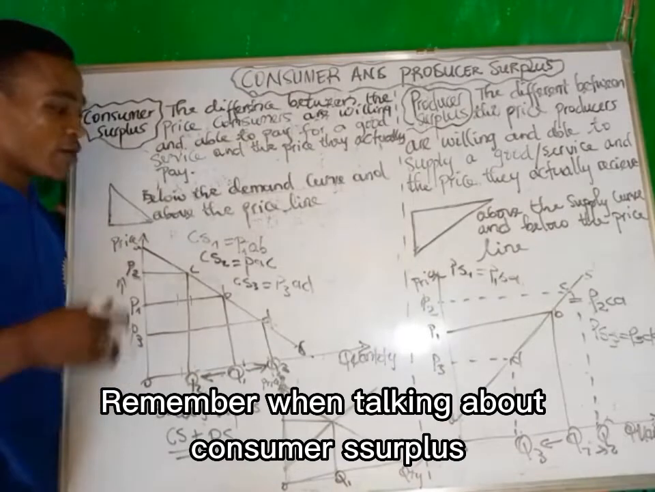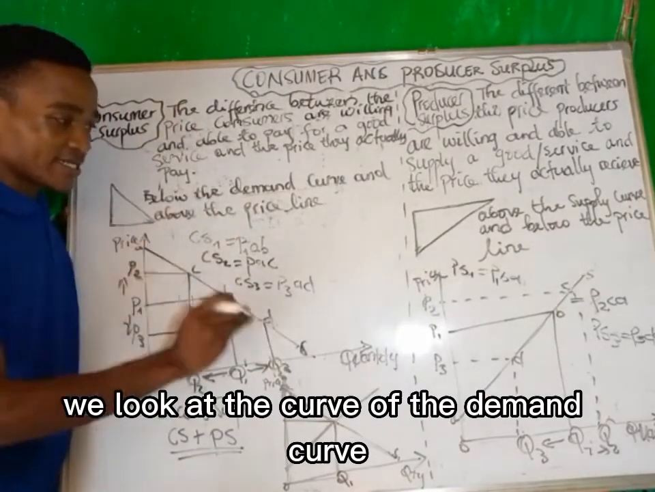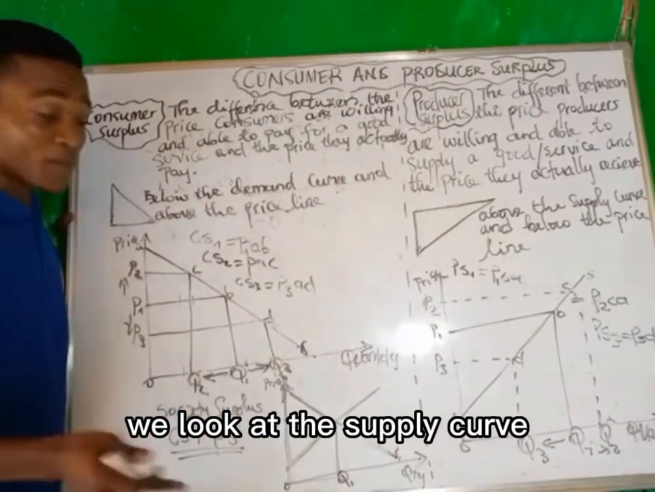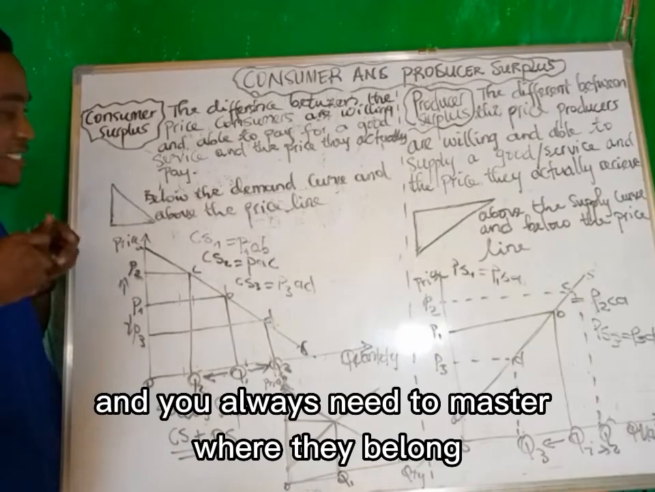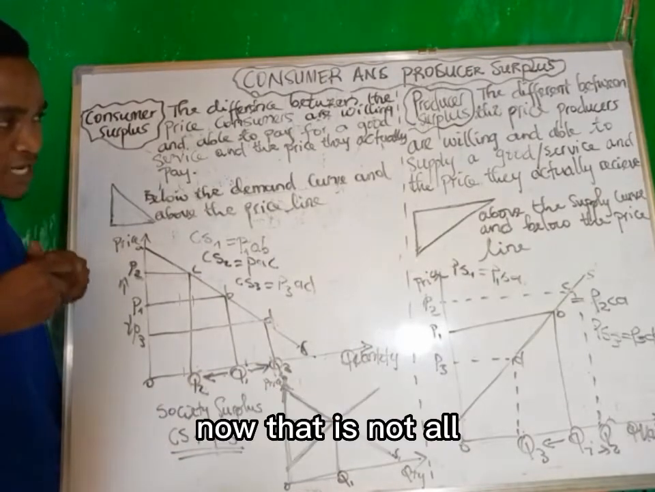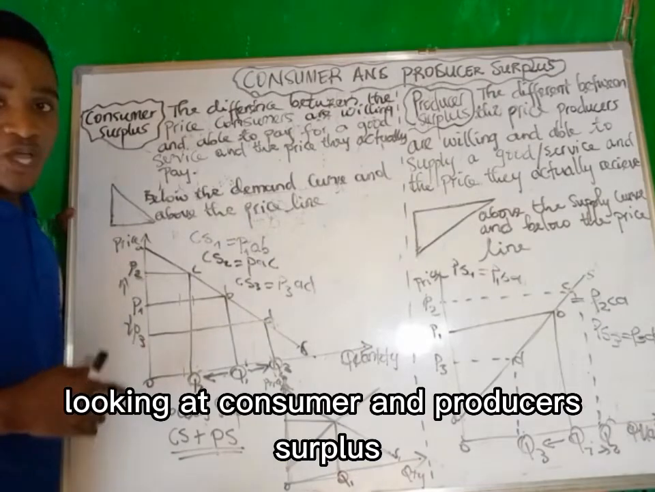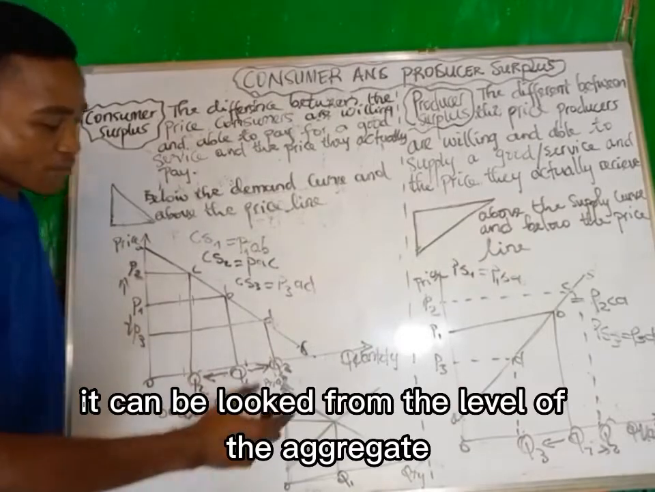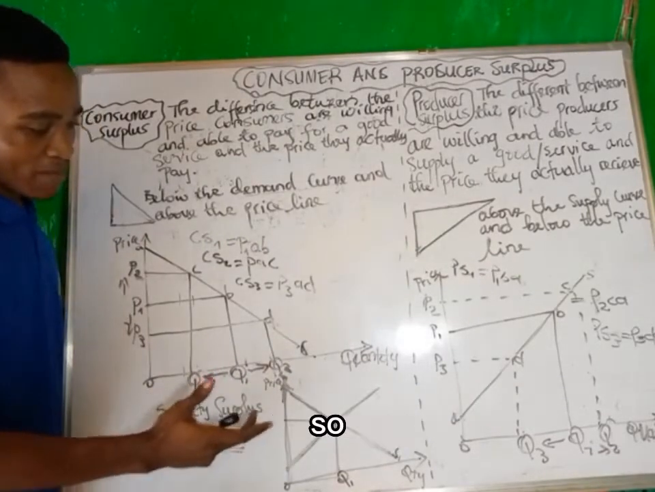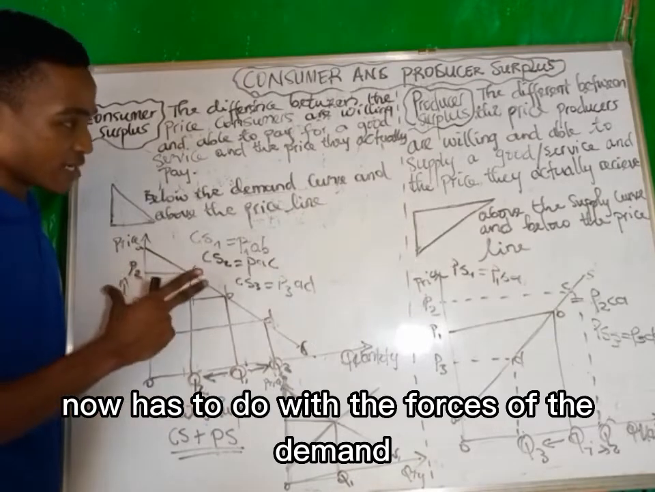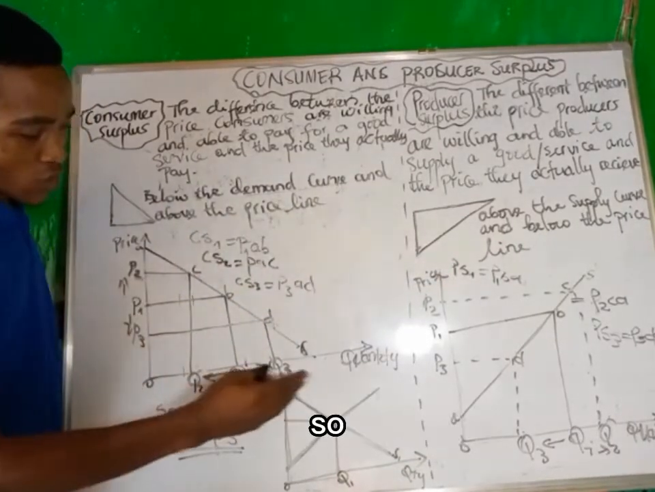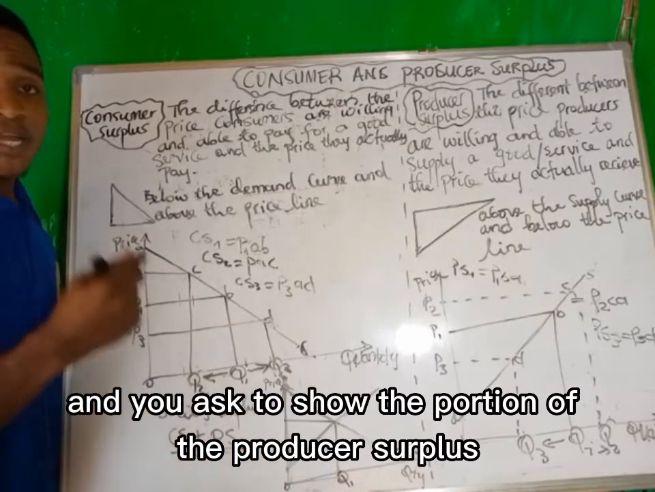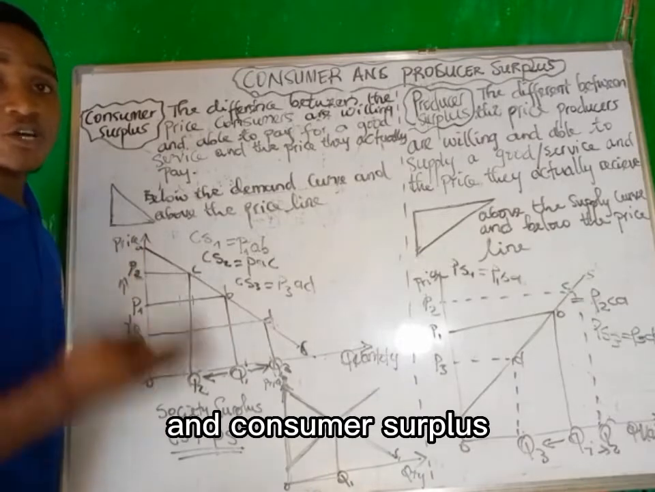Remember, when talking about consumer surplus, we look at the demand curve. When talking about producer surplus, we look at the supply curve, and you need to master where they belong. Now, that is not all. Consumer and producer surplus can equally be looked at not just at the individual level like this. It can be looked at from the level of the aggregate or the market. So the market has to do with the forces of demand and supply. A curve can be given to you like this in the exam, and you are asked to show the portion of the producer surplus and the consumer surplus.